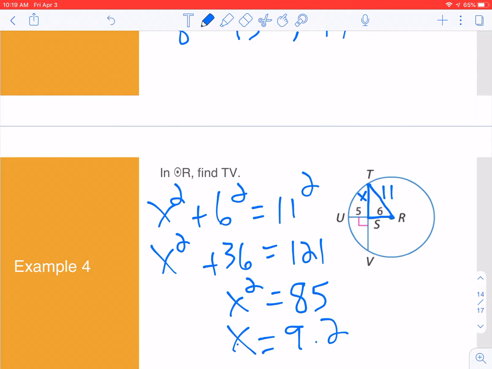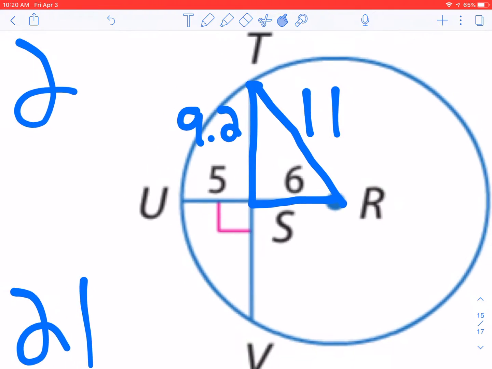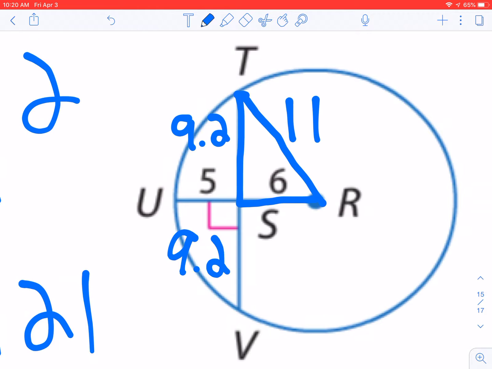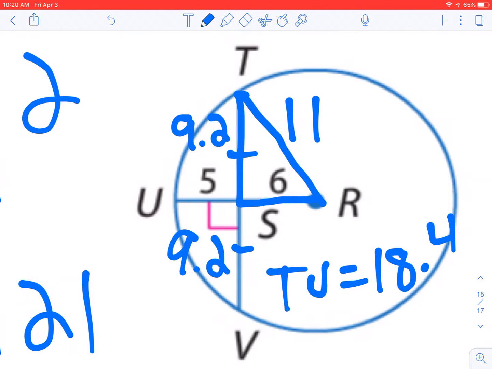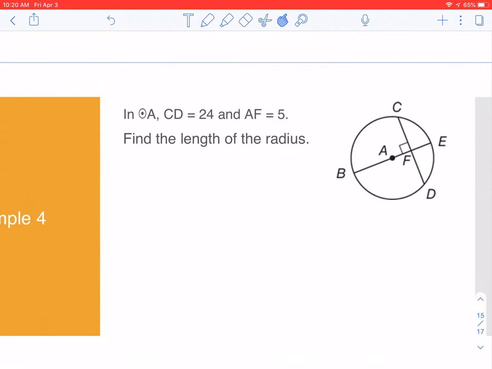In order to find the whole thing, so now I'm going to erase that. X is 9.2. And now I know that both of these are 9.2. Right? Those are congruent. I add them together, and I get TV equals 18.4. So basically, once again, I'm going to make a right triangle. I'm going to use Pythagorean theorem. I'm going to find my answer. All right. We have one more slide here.